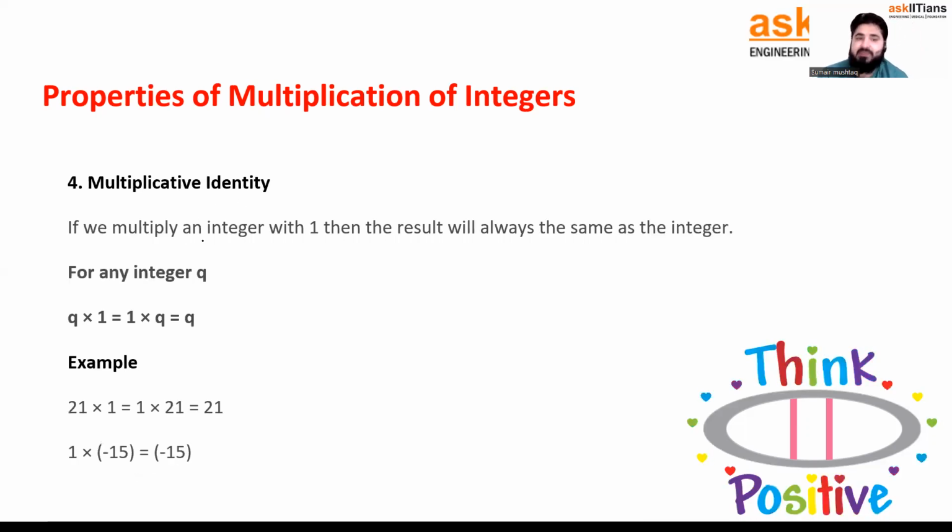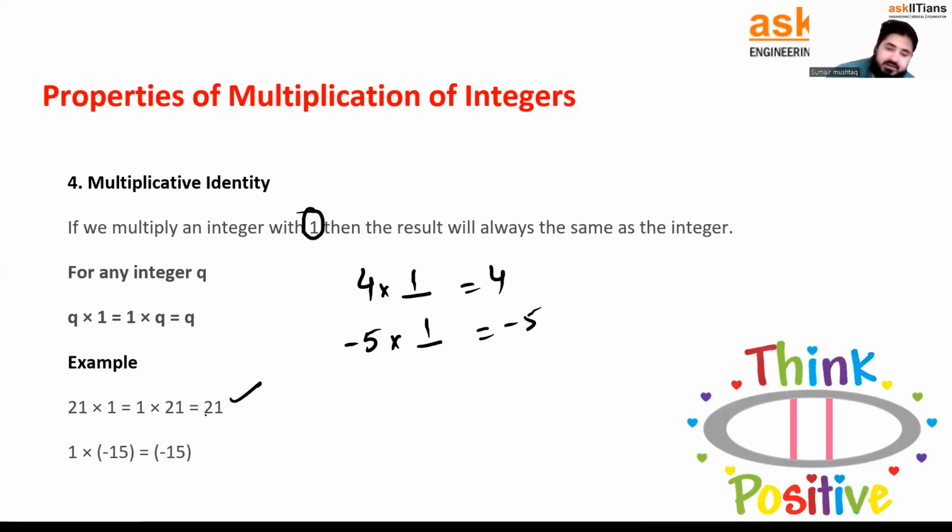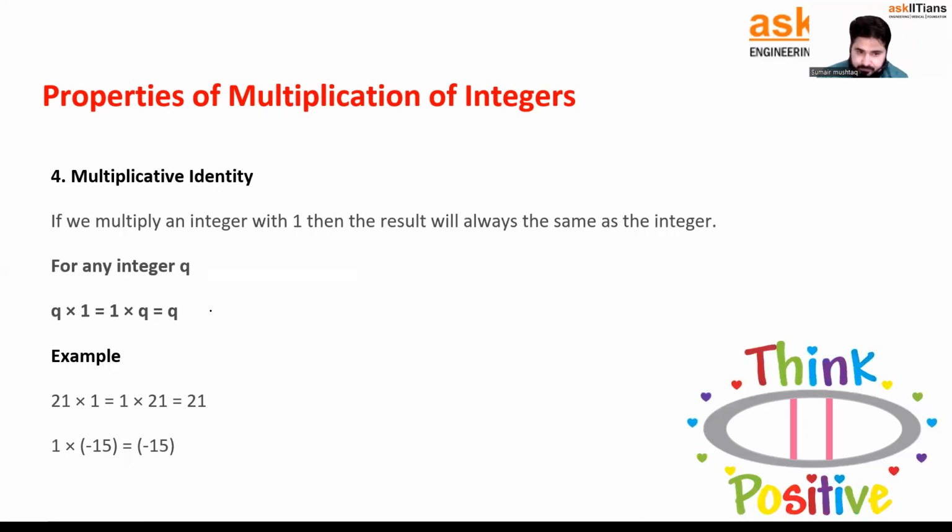Fine. Next is the multiplicative identity. What do you mean by multiplicative identity? Multiplicative identity means the number by which you multiply to get the number back. Let us suppose you have 4. By which number will you multiply to get 4 again? You know it is 1. You have -5. By which number will you multiply to get -5 back? That's 1, isn't it? So 1 is the multiplicative identity. Remember this. Okay, now the same thing as we discussed before.